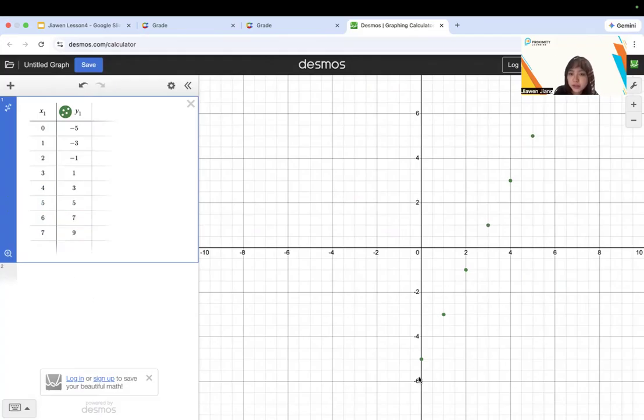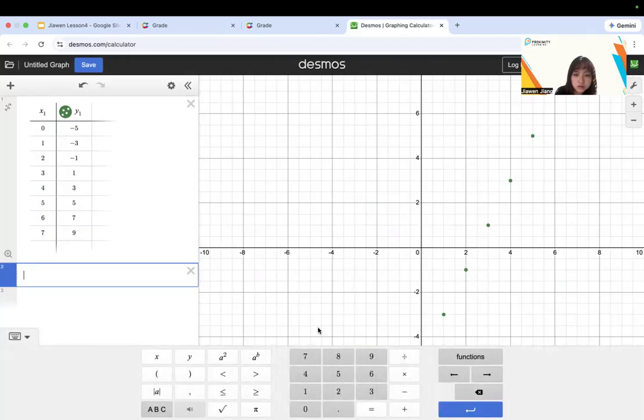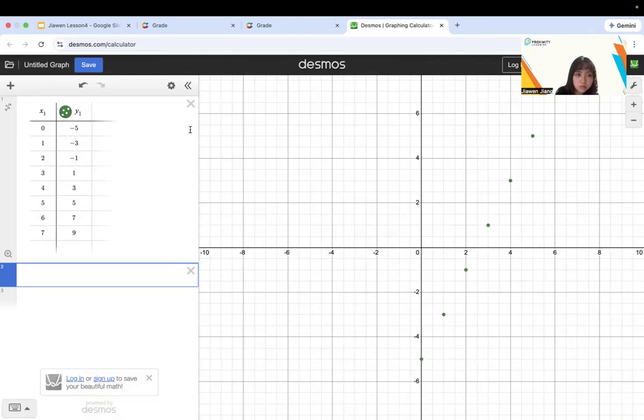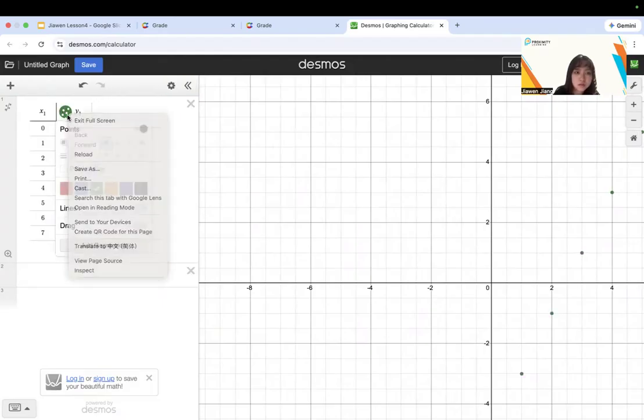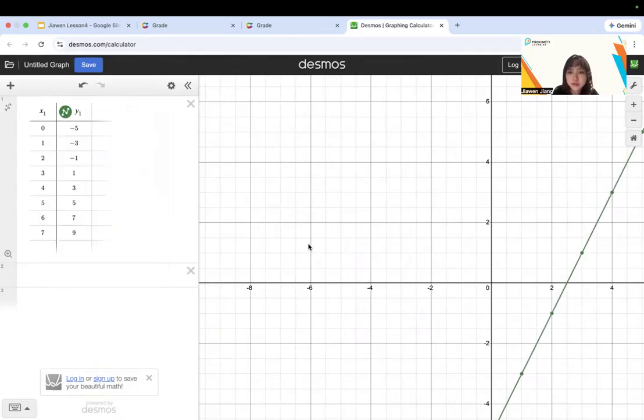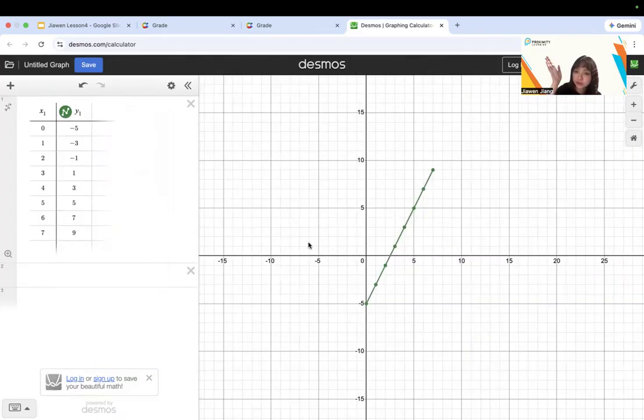Okay. So let's look at each point. This is a linear relationship, right? Okay, I'm gonna show you the lines. Okay, can you see that? The line is going up, right? 'Cause each time we add 2, +2.